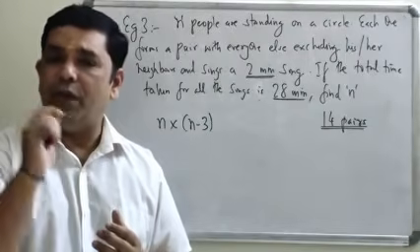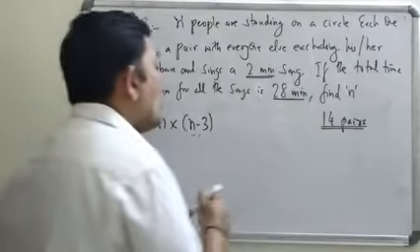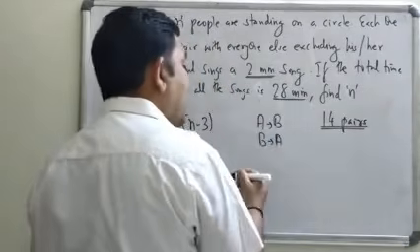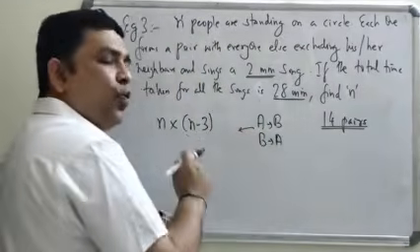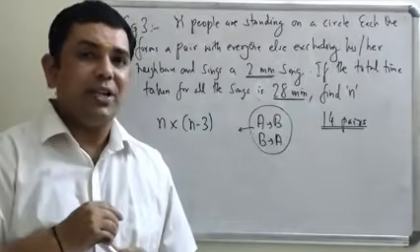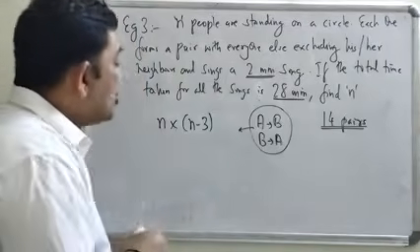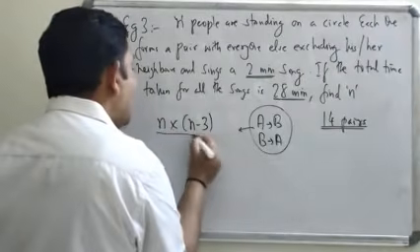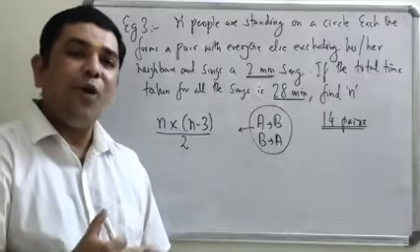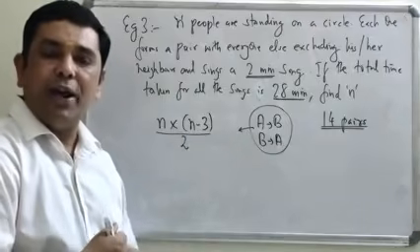You have to be very careful. Why is this not correct? This is not correct because if A forms a pair with B and B forms a pair with A, this has been counted twice, whereas it is a single pair. Same as in the case of handshakes or number of teams or number of straight lines. So what should I do? I should divide this entire thing by 2. So the number of pairs that are formed is N into N minus 3 by 2.